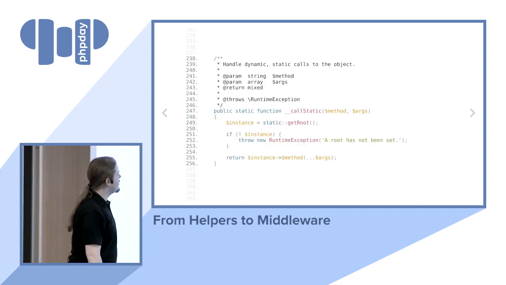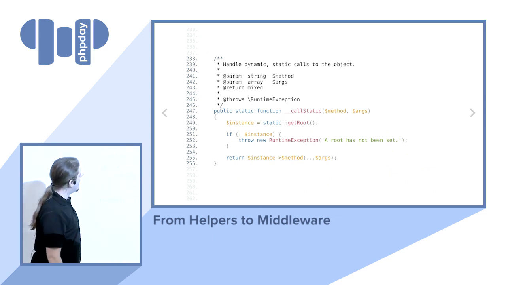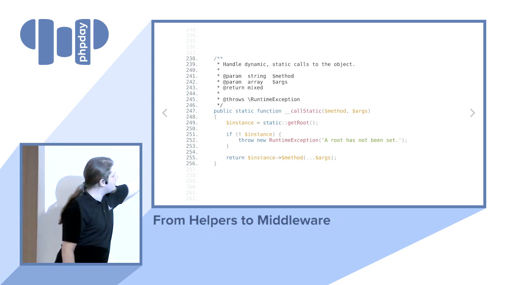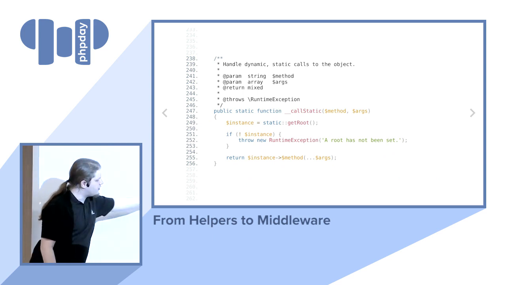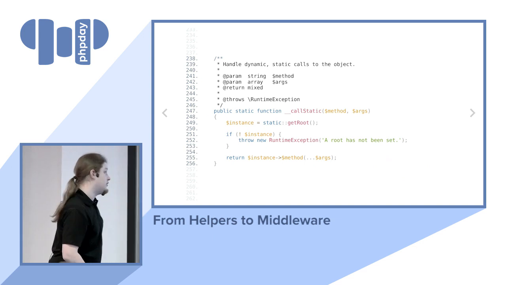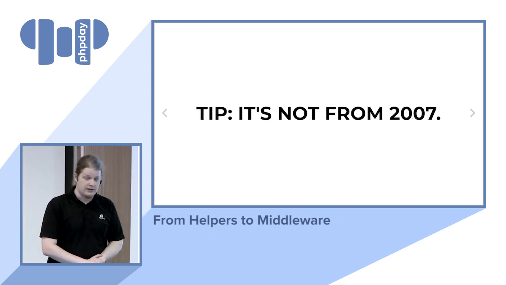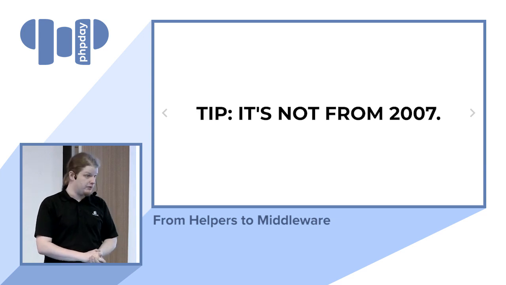I'm not going to say where this comes from, but maybe somebody recognized it. So you have a static call and a singleton somewhere, and then you call some method, right? Just a tip, this is not from 2007. People still do this. Don't do that. Stop. Please, get some help.